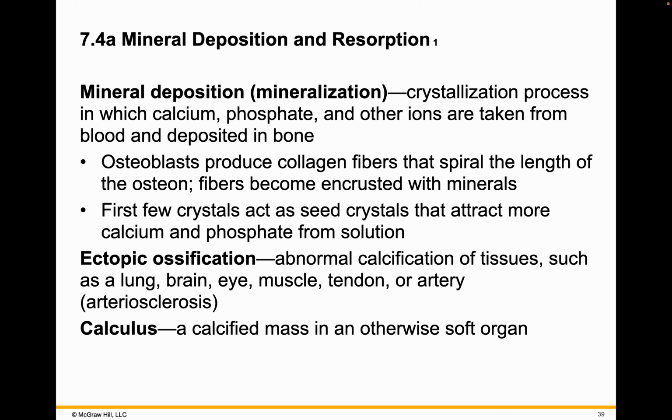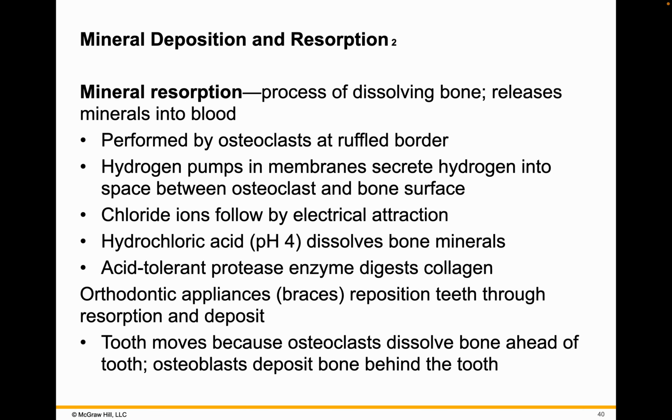Ectopic ossification is an abnormal calcification of tissue. It can happen in the lungs, the brain, the eye, muscle, tendon, or even in an artery, where it might lead to arteriosclerosis. A calculus is a calcified mass in an otherwise soft organ.